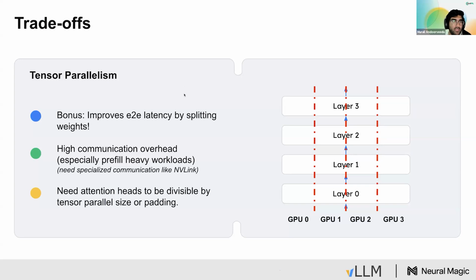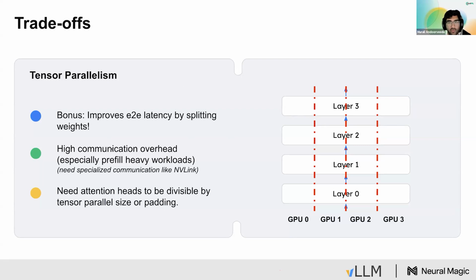Okay, so let's talk a little bit more about tensor parallelism in terms of the trade-offs. I mentioned that this improves the end-to-end latency, and we do that by splitting the weights over multiple GPUs, and that way we have less to load, less to compute. The trade-off is that you're paying high communication overhead, right? But this can be mitigated if you have good communication hardware. So if you have links like NVLink within a node, it's not as big of a deal.